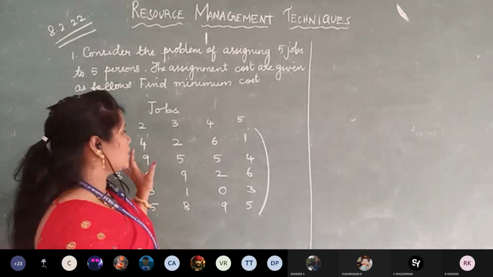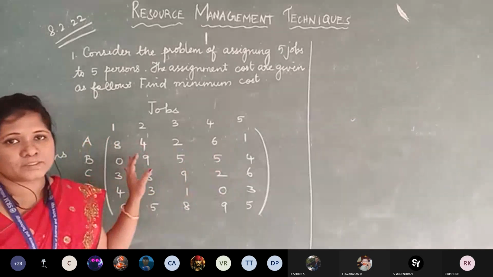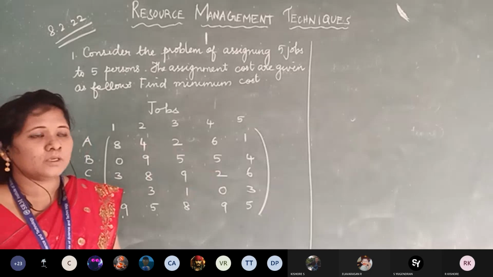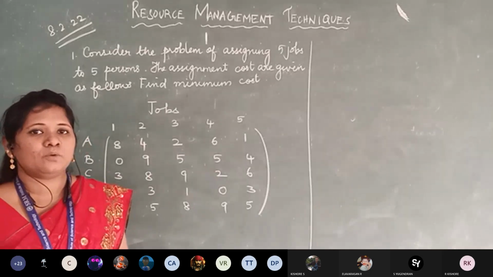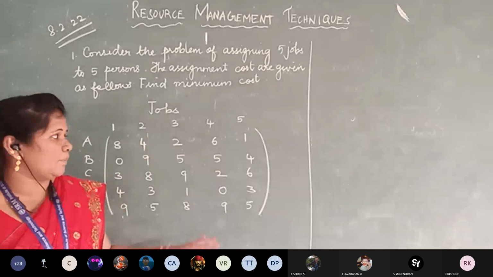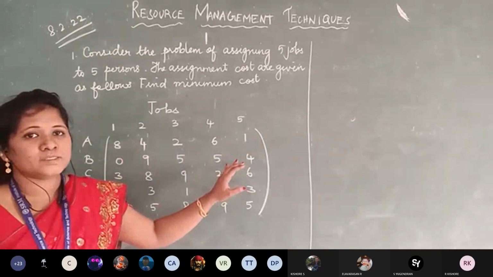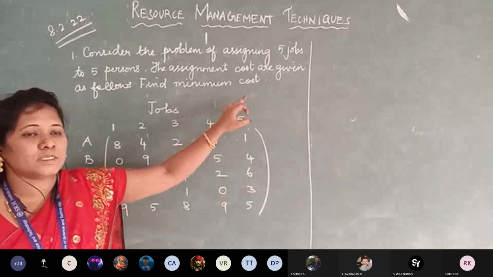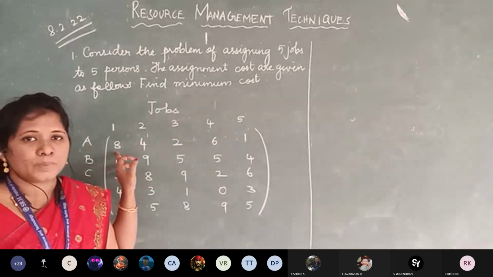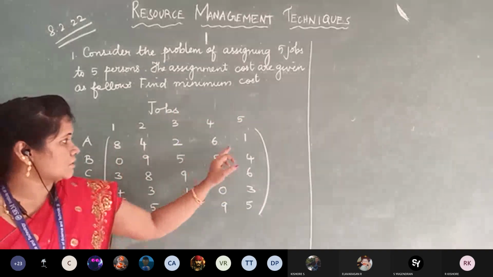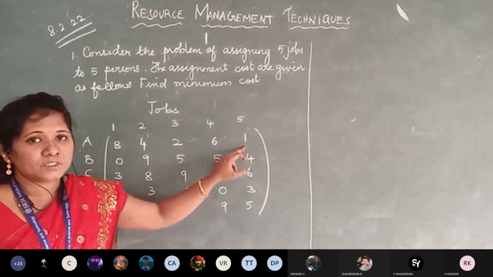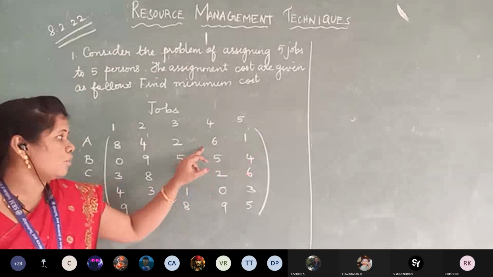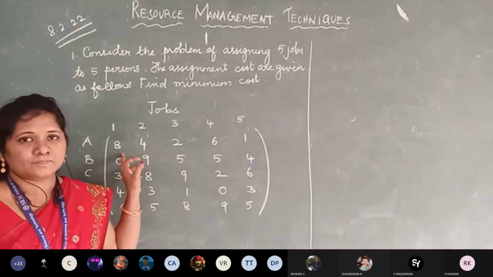Next, you have to start row wise. After seeing whether it is equal, your main step for your assignment problem is to start row wise. Since it is minimum cost, in each row, whichever is your minimum value, see in this row, 1 is your minimum value. Throughout this row you will minus it.